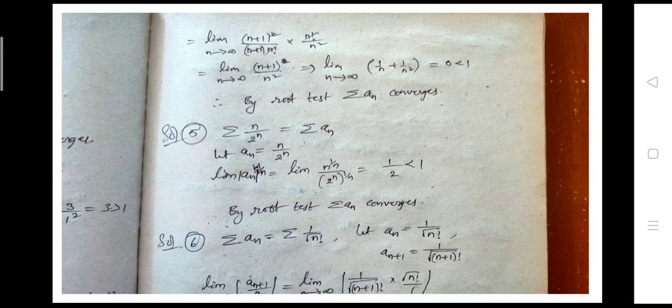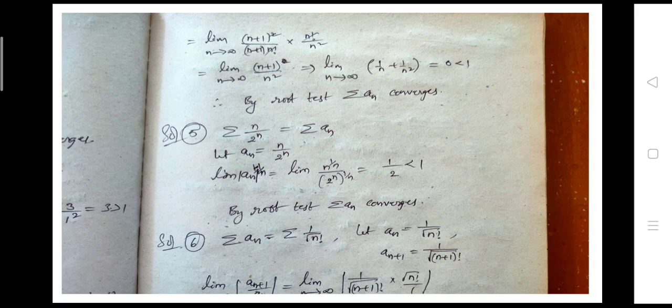Solution 5, sigma n by 2 power n is equal to sigma a_n, that is, let a_n be equal to n by 2 power n. So limit of mod a_n whole power 1 by n is equal to limit of nth root of n by 2, which is equal to 1 by 2, less than 1.